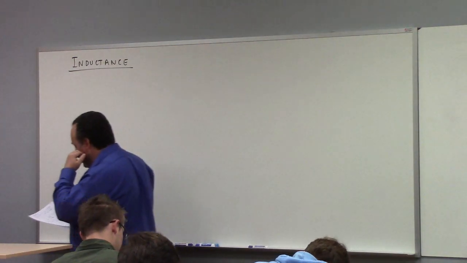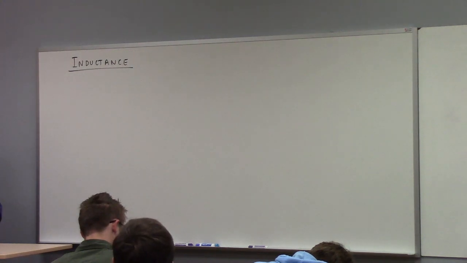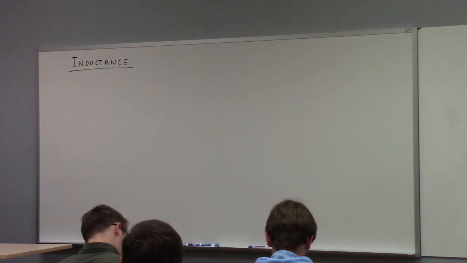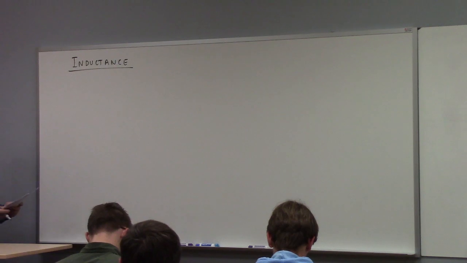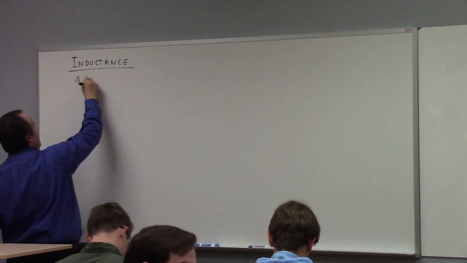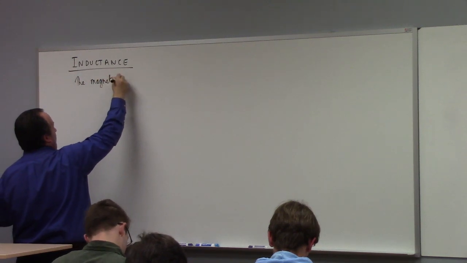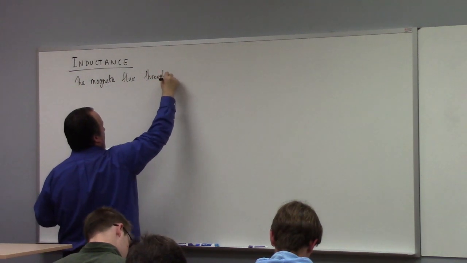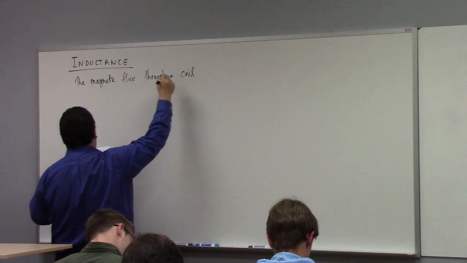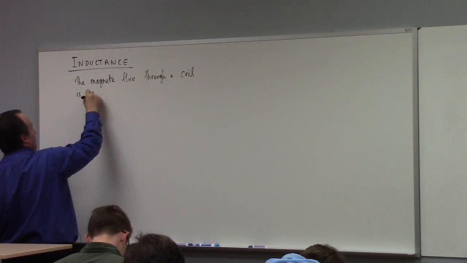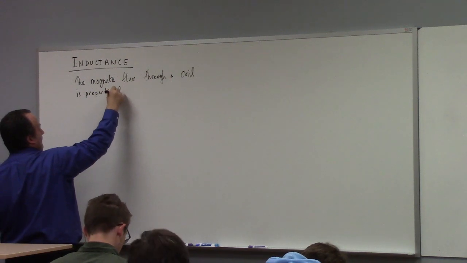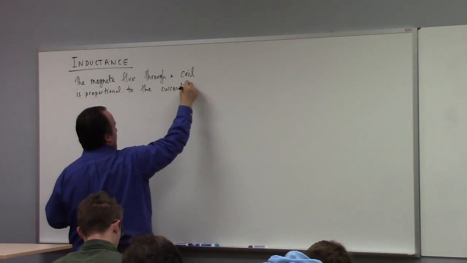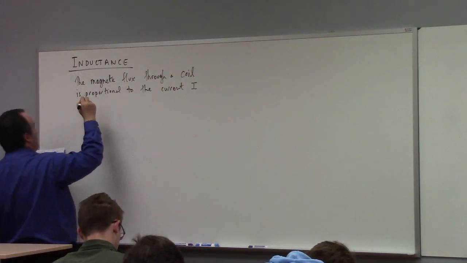is defined in terms of a proportionality between the magnetic flux in a coil. In particular, we're going to talk about, to start with, self-inductance. So, let me write this out here. The magnetic flux through a coil is proportional to the current I traveling through the coil.